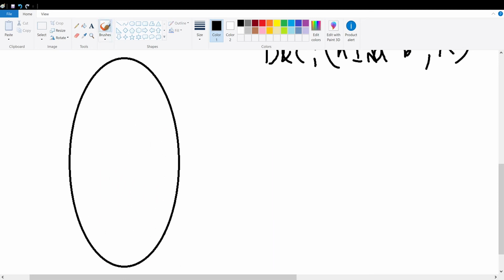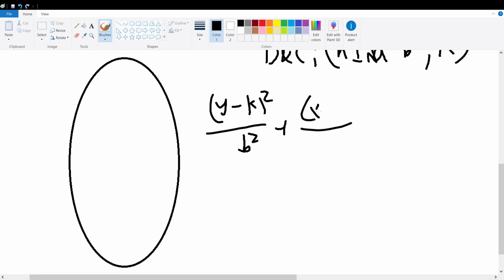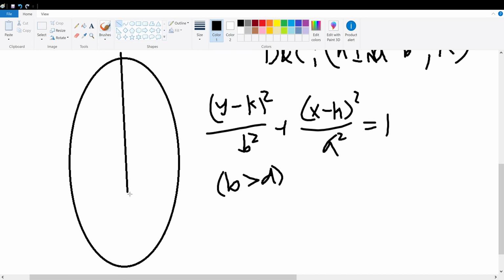Well, the general function for this kind of ellipse will be (y minus k) squared over b squared plus (x minus h) squared over a squared is equal to 1. Or in this case, b is greater than a. Furthermore, just like the ellipse with its major axis parallel to the x-axis, we know that this ellipse also has focal distances and focal points, which, if I draw the axes like so, will be along its major axis, somewhere about here.